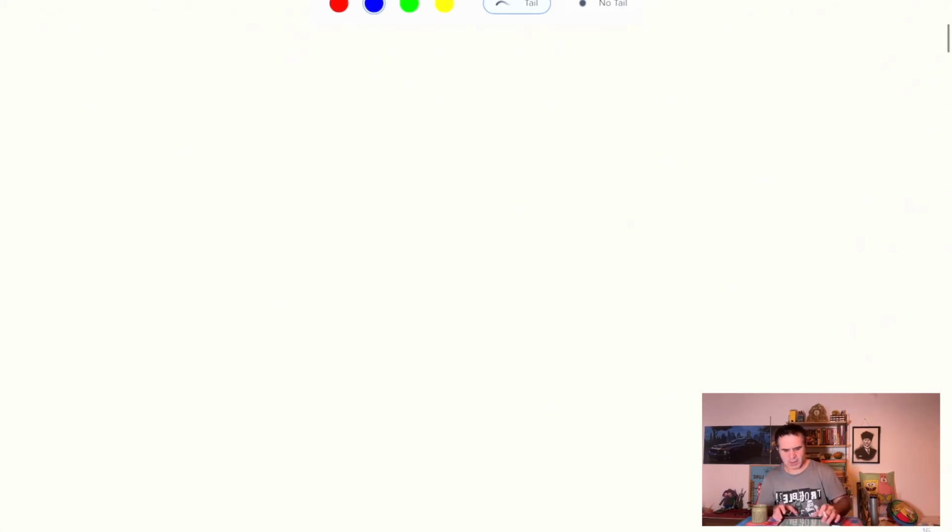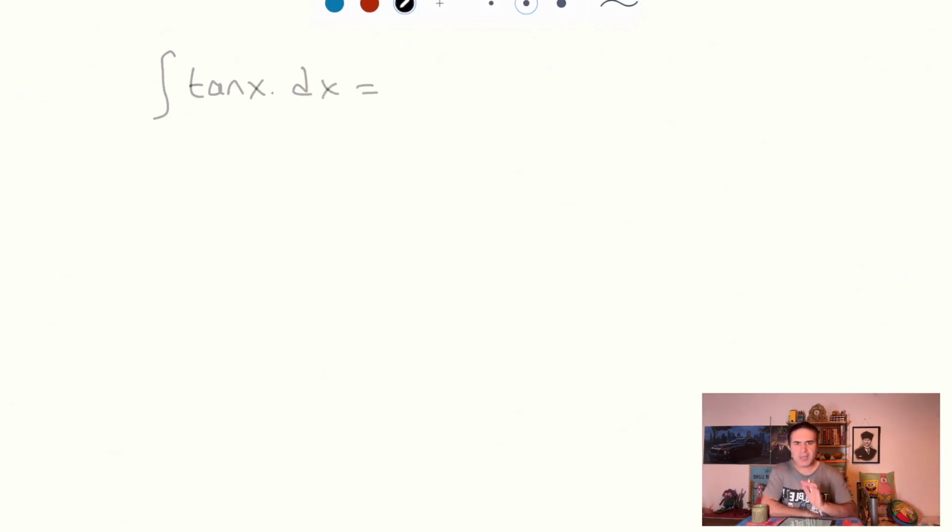Let's write the integral again. We have the integral of tangent x dx. To integrate this function, you should first rewrite it in the form of sine divided by cosine. Let's write it sine x divided by cosine x times dx.